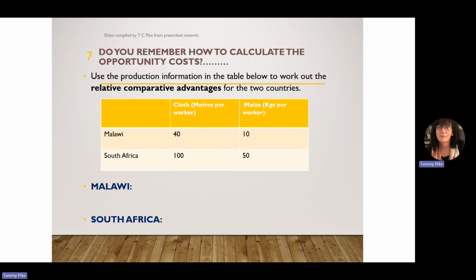So we say 1 unit of cloth is equal to, and whatever the number for cloth is goes at the bottom. In this case, it's 40. And then the number for whatever the other product is goes at the top. So that is equal to 10 over 40, which is the same as 1 over 4, which is 1/4 of a kilogram of maize. So in order to produce 1 meter of cloth, I'm going to have to sacrifice 1/4 of a kilogram of maize. That's your basis that you're using to calculate your opportunity cost. Now let's go and have a look at the completed costs and see if we can interpret them.